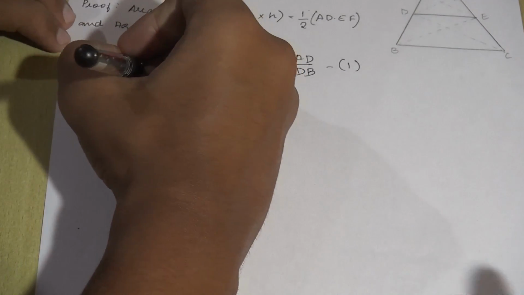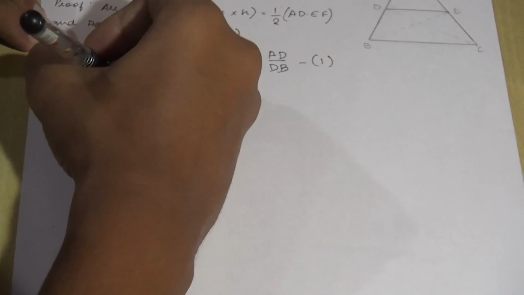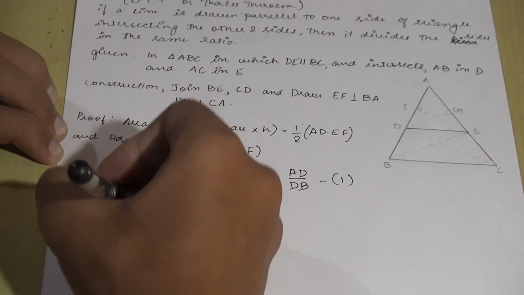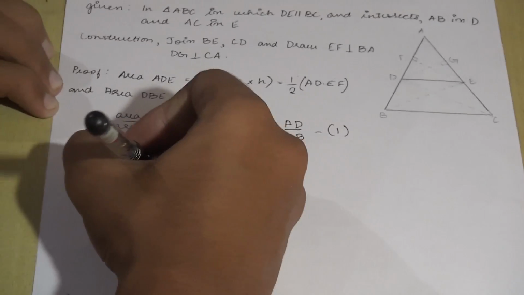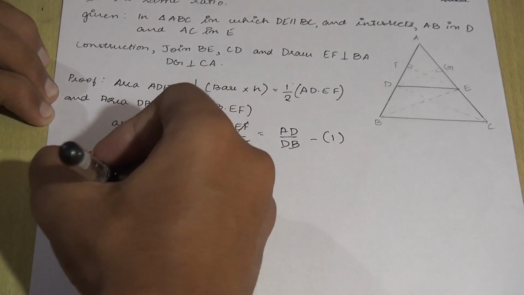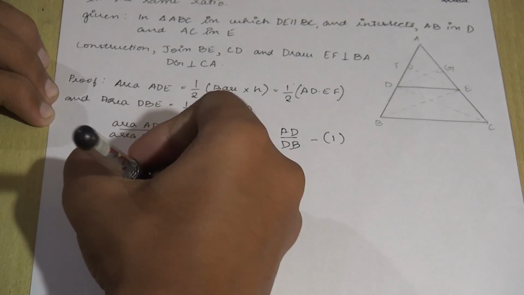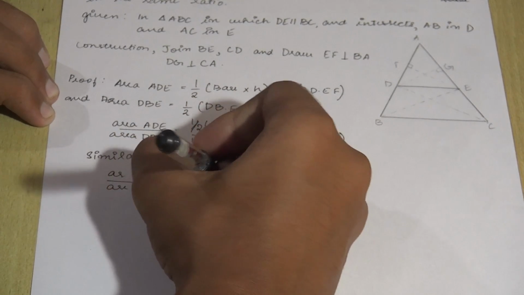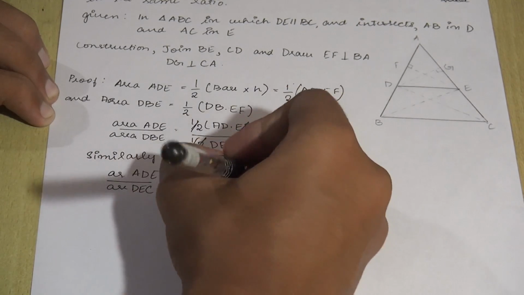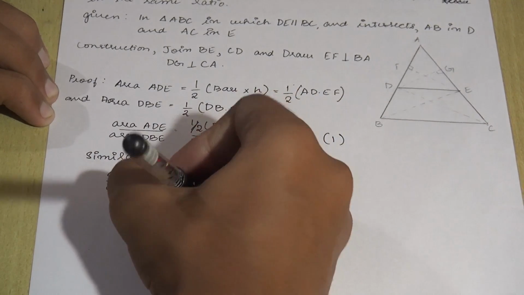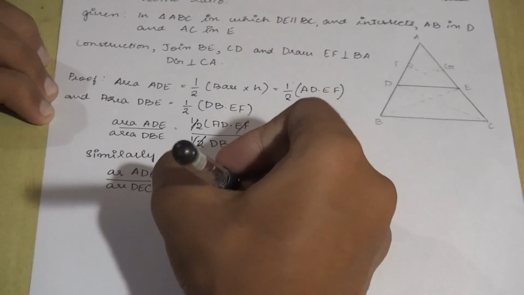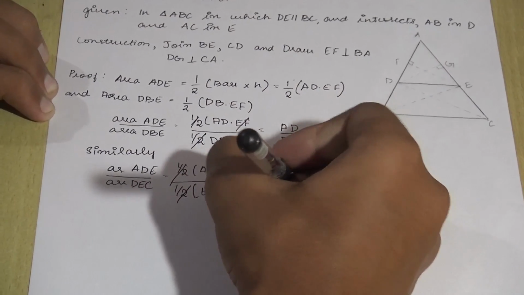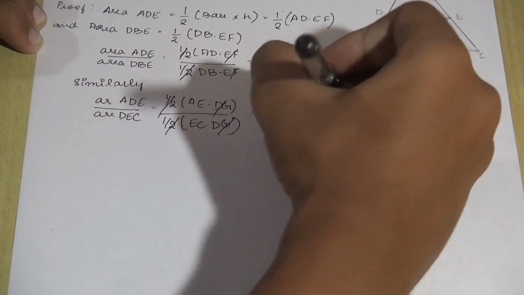Similarly, we have area ADE and area DEC, which is half into AE into DG by half into EC into DG. Half cancels, DG cancels, we get AE by EC. This is 2.